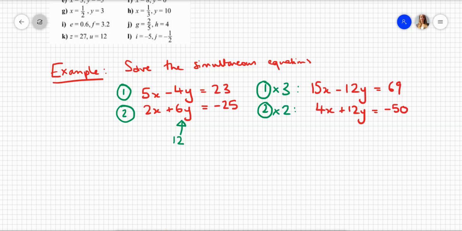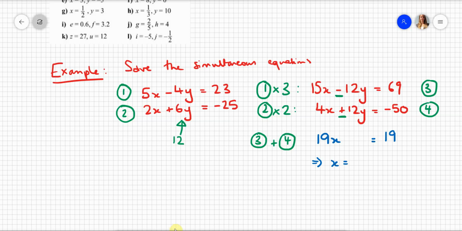And this gives me equation 3 and equation 4. And what I can do from there is this time I will add them together because the signs for the variables with the same coefficient are opposite. So if I add them together, so if I do 3 plus 4, I will get 15x plus 4x is 19x. I'll get negative 12y plus 12y is just 0. And then 69 plus negative 50 is 19, which means that x equals 1.